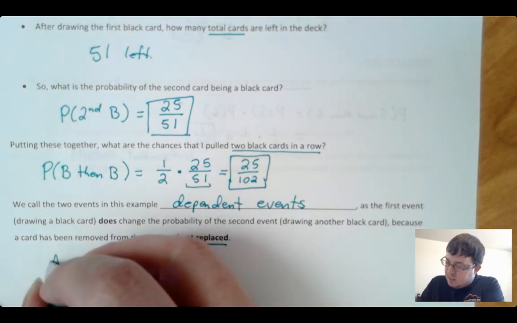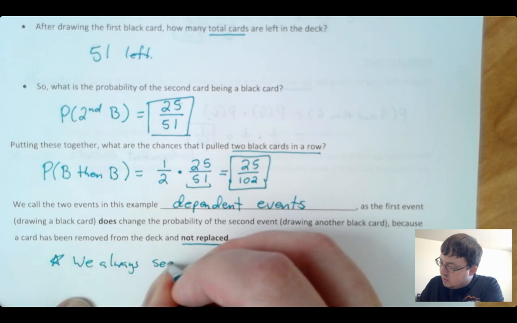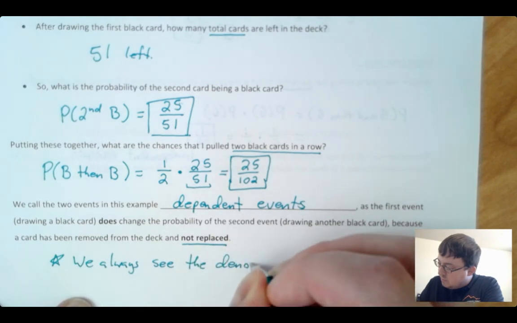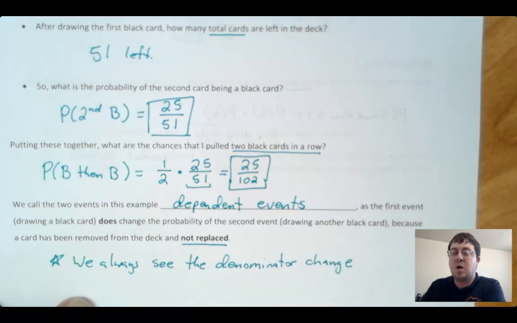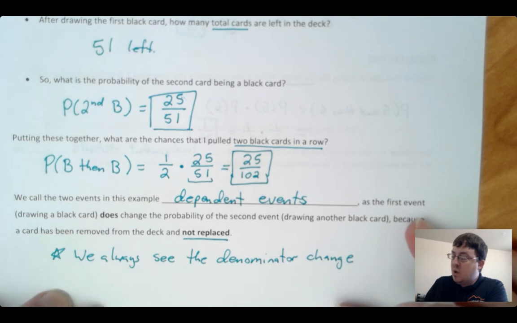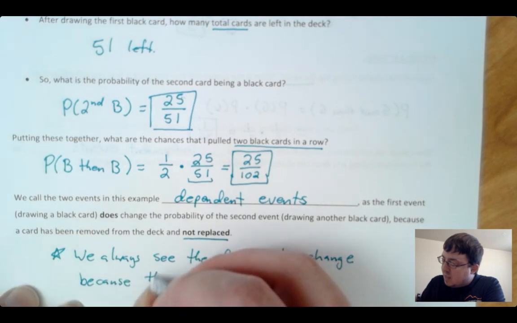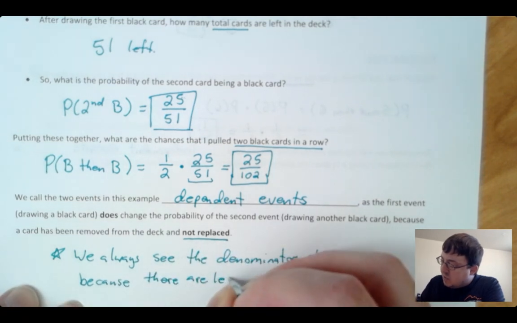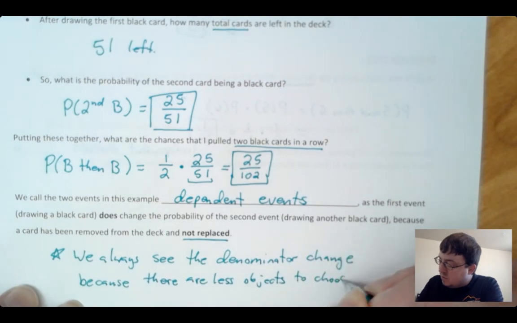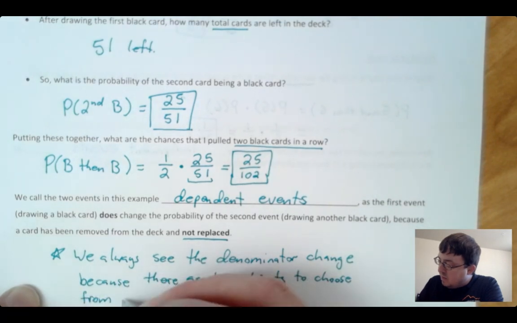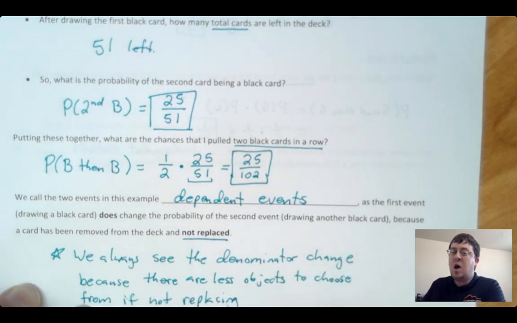The big thing that we'll always see here is that the denominator changes. We're going to always see the denominator change because we're drawing cards, we're drawing marbles, and we're not putting them back. So we always see the denominator change because there are fewer objects to choose from, if not replacing.